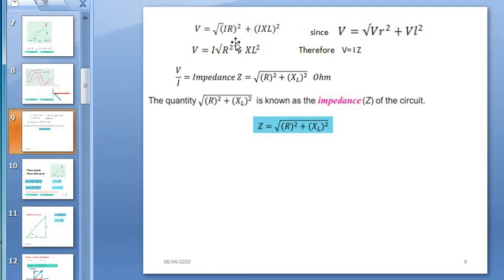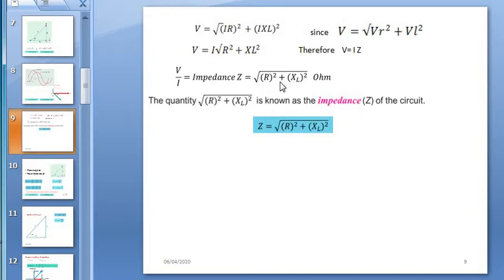Taking I common, V becomes V is equal to I square root of R square plus XL square, where square root of R square plus XL square is called Z. What is Z? Z is the impedance. What is impedance? Impedance is the opposition offered by the entire AC circuit. It is similar to the resistance in a DC circuit.